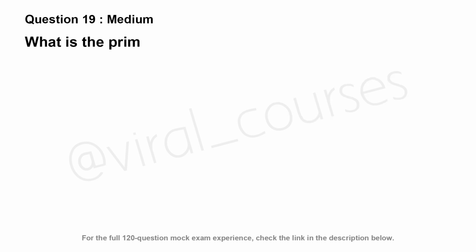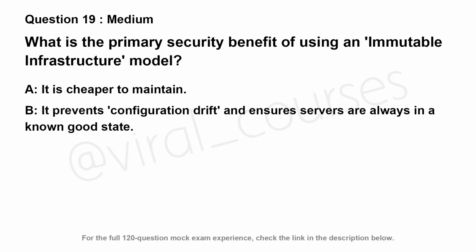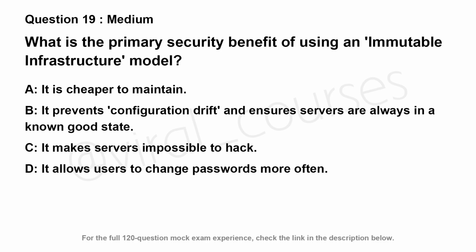What is the primary security benefit of using an immutable infrastructure model? Option A. It is cheaper to maintain. Option B. It prevents configuration drift and ensures servers are always in a known good state. Option C. It makes servers impossible to hack. Option D. It allows users to change passwords more often.